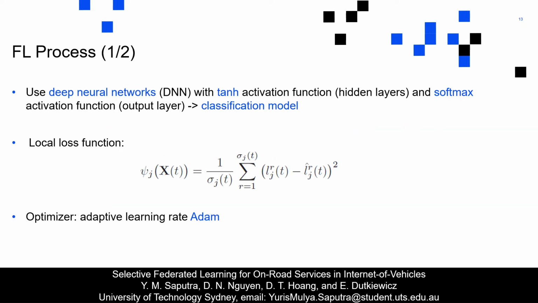For the FL process, we use deep neural networks with the tanh activation function for the hidden layers and also the softmax activation function for the output layer, because we use a classification model here. For the local loss function, we use an equation that provides the Frobenius norm between the actual label, the ground truth label, and also the predicted label. And then for the optimizer, we can use the adaptive learning rate Adam, which is popular for deep neural networks.